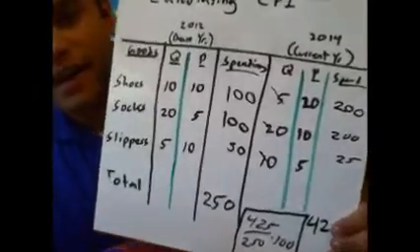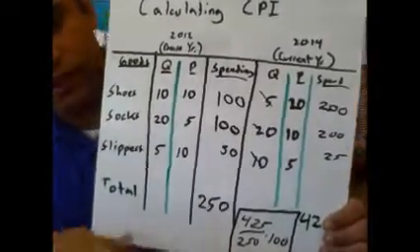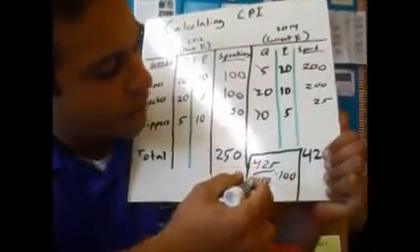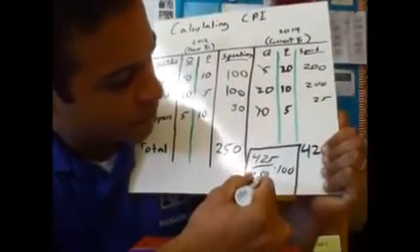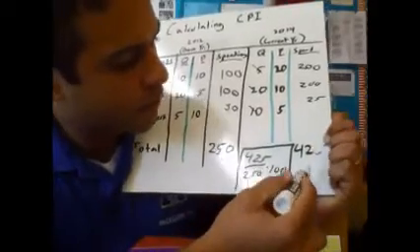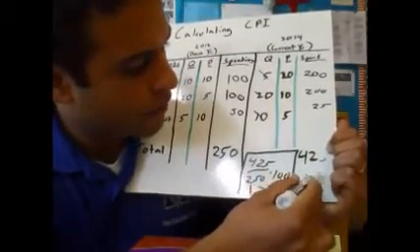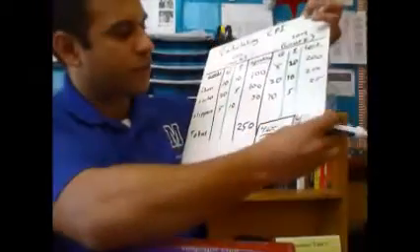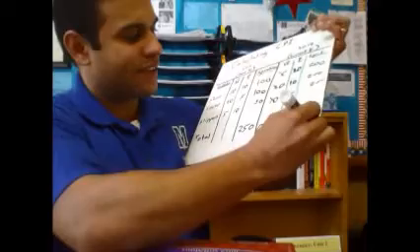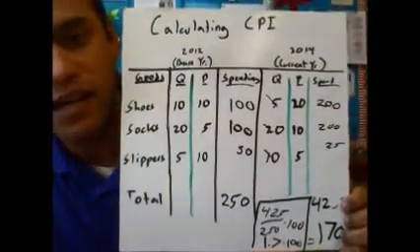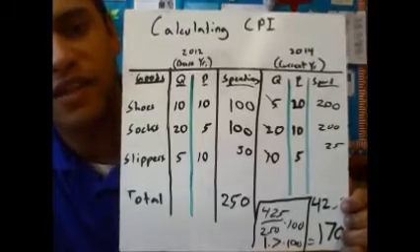Okay, so I'm back, and through the miracles of the calculator app on my phone, I have determined that 425 over 250 comes out to 1.7, times 100 equals a CPI of 170. The CPI is 170. And that's how you calculate it.